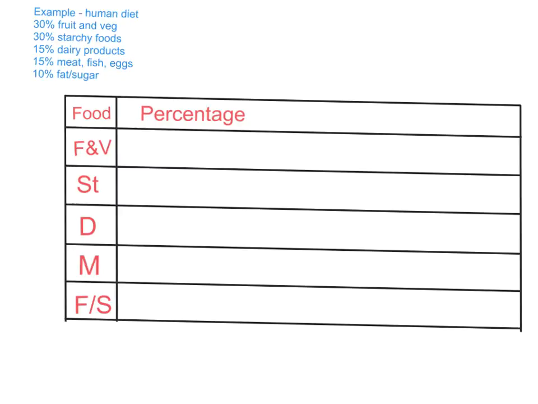I'm going to give you an example here that's actually going to be based on a human diet. Now, the human diet should roughly be 30% fruit and vegetables, 30% starchy food such as potato, rice, bread, 15% dairy products, 15% meat, fish and eggs, and 10% fat and sugar. So if I wanted to put that into a pictogram, I've gone for percentages here because I think that's what you're most likely to be using in your library project.